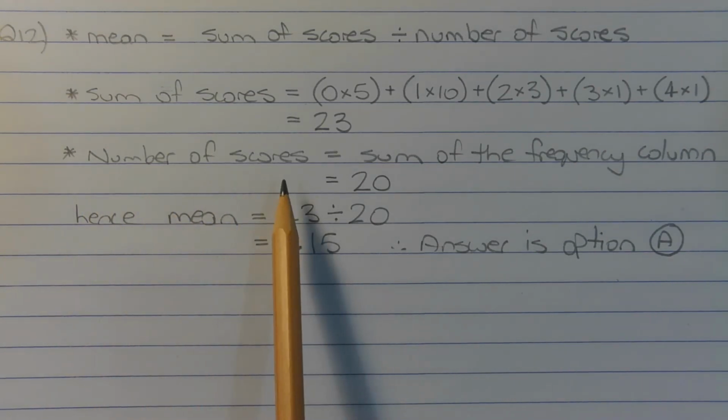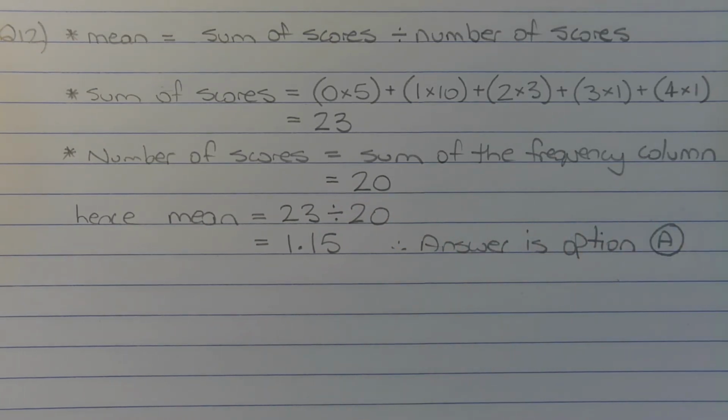Now, the number of scores is equal to the sum of the frequency column in the table, and that's equal to 20. Hence, the mean is given by 23 divided by 20, which equals 1.15. Therefore, the answer is option A.